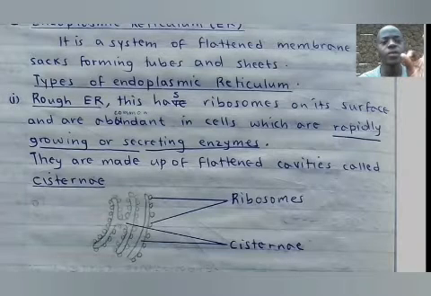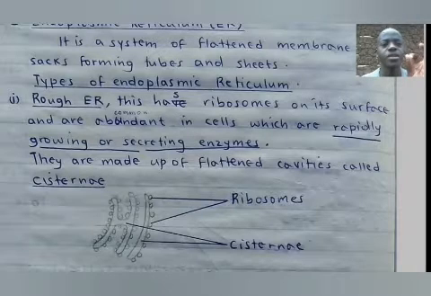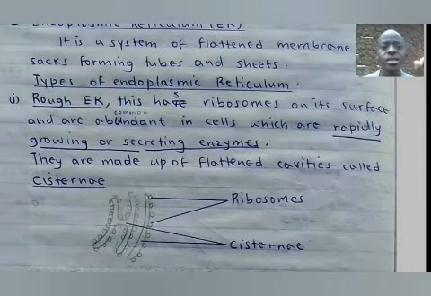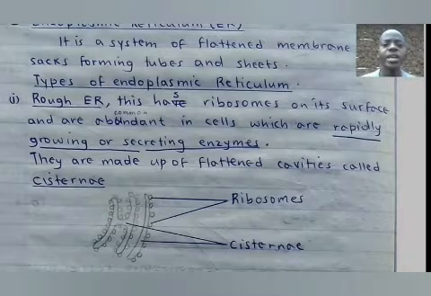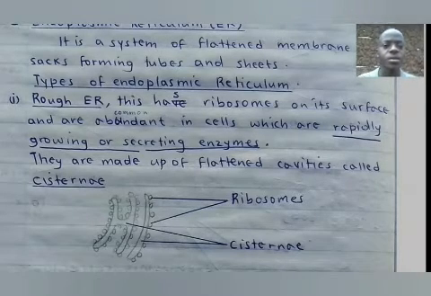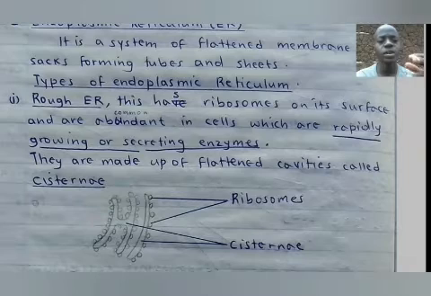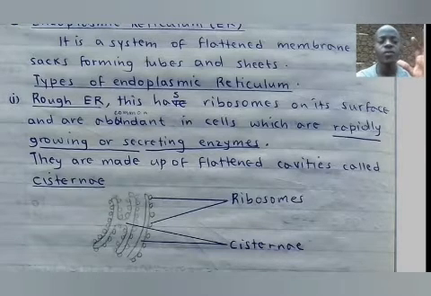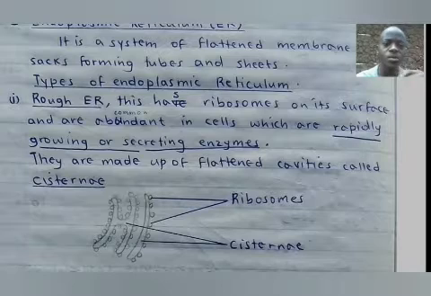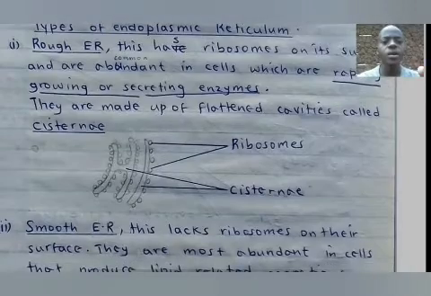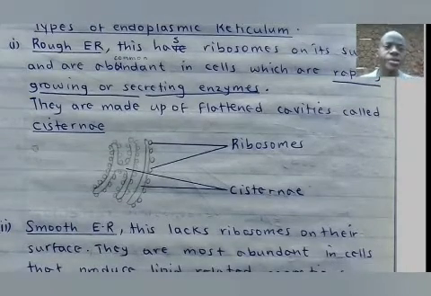If this is the endoplasmic reticulum, here we have the ribosomes, the ones which you can, for example, call rashes. So the rough endoplasmic reticulum has ribosomes at its surface, and it is commonly found in rapidly growing cells and those that secrete enzymes. That's where rough endoplasmic reticulum is normally found. Also, they are made up of flattened cavities called cristae.